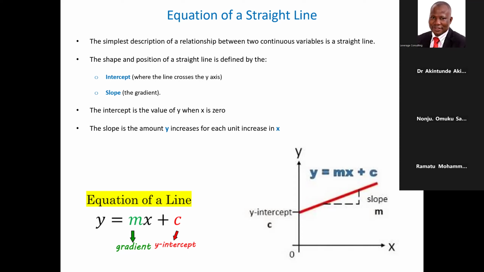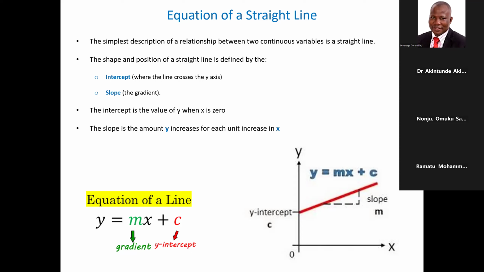But this one, the simplest description is the equation of a straight line, and this was borrowed from mathematics. In geometry, the shape and position of a straight line is defined by two things: intercept and slope. The intercept is where the line crosses y. Remember this equation of a straight line in mathematics. We say y is equal to mx plus c.